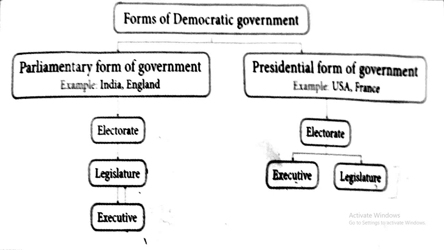the parliamentary form of government is followed in India and in England. The party which has the greatest representation in the parliament will form the government. The leader will be the prime minister. So the parliamentary form of government has the prime minister as head, and the presidential form of government has the president as head. Here we see electorate, legislature and executive as three separate wings. In the presidential form, the executive and legislature are under the control of the president.